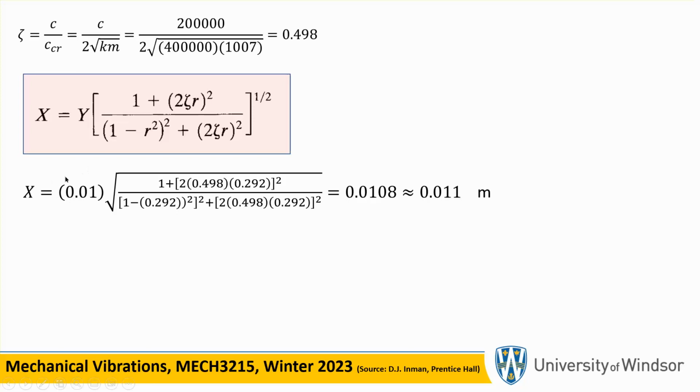If this is 1 meter, this is 0.01, so this is 1 centimeter amplitude of the road. It says that the occupant goes by 1.1 centimeters. So remember, the cutoff was √2. What did we get for R here? Our R was actually 0.292, which is less than √2. That's why it is amplified. You can see that. Not by much, but it is amplified. And the reason it's not by much is because the damping is very high.